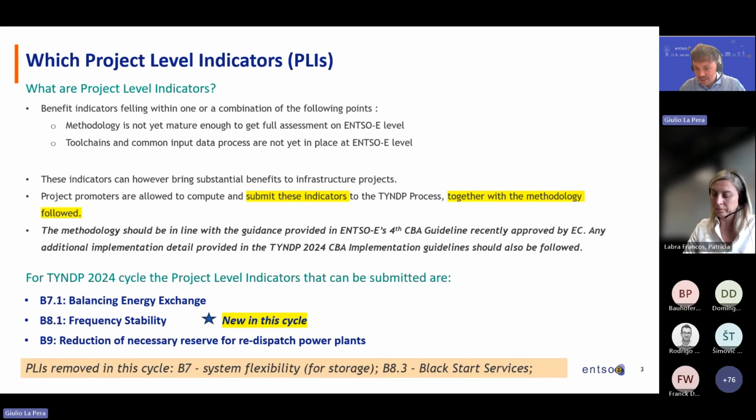So the next question is from Konstantinos. Can we request market modeling data in order to independently calculate other indicators? This is a very good question. Maybe I would ask the technical team to elaborate a little bit more on this. In general, requesting the data is always possible.